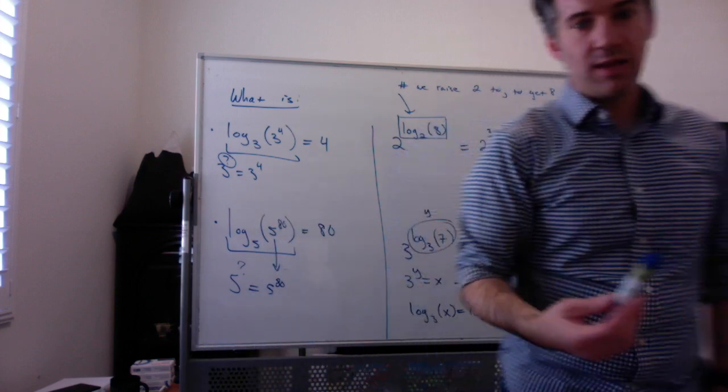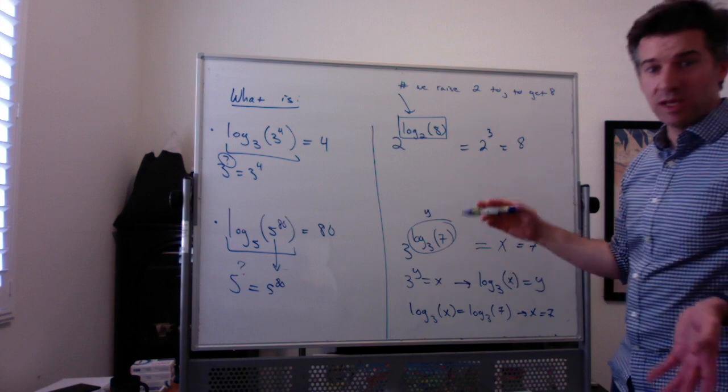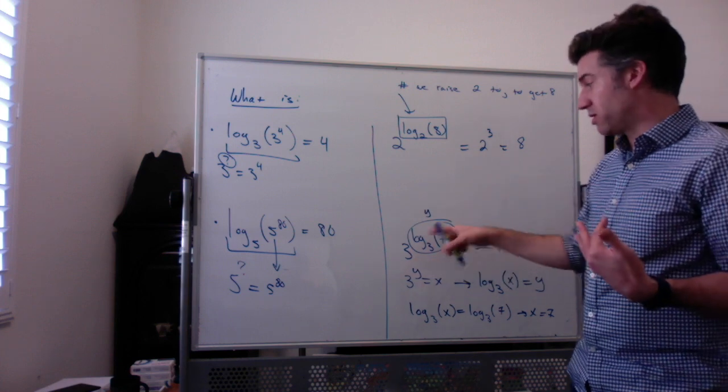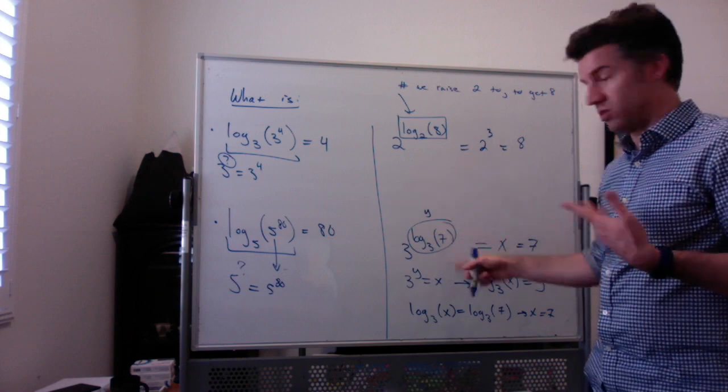People like to say that the 3 to the log base 3 kind of cancel out. I would rather you think of them as undoing each other. 3 to the something and log base 3 of something undo what the other one does, so you're left with just what you started with, 7.